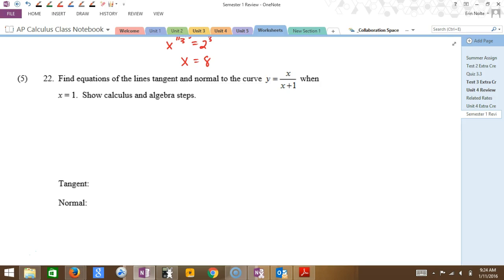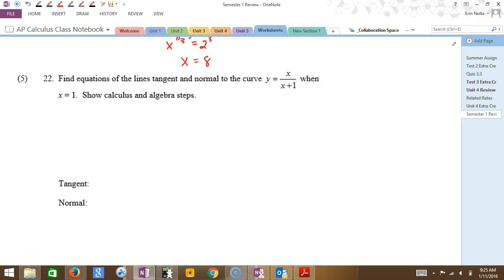Okay, 22. So this one is very similar. We're finding the equation of the tangent line, although we don't know the slope this time. They give us the x value. And then they also ask us for the normal line equation. You guys remember what normal is, the normal line? Perpendicular, very good. Okay, so the two equations are going to look exactly the same except for the slope. The slope will just be a negative reciprocal.